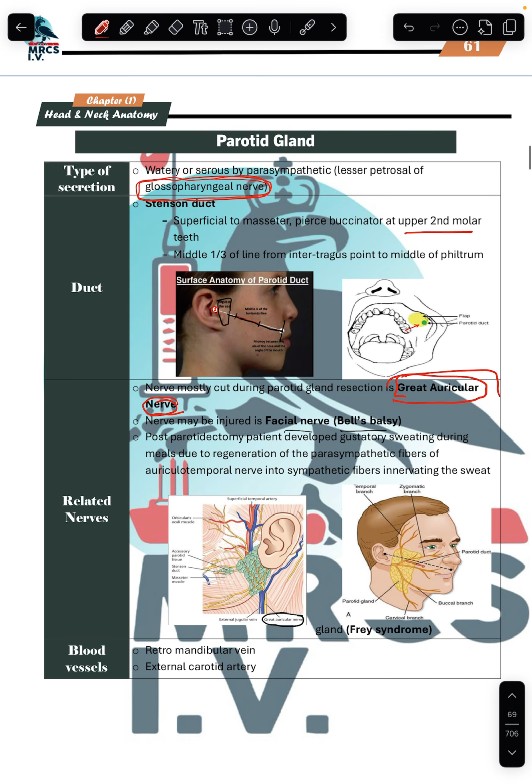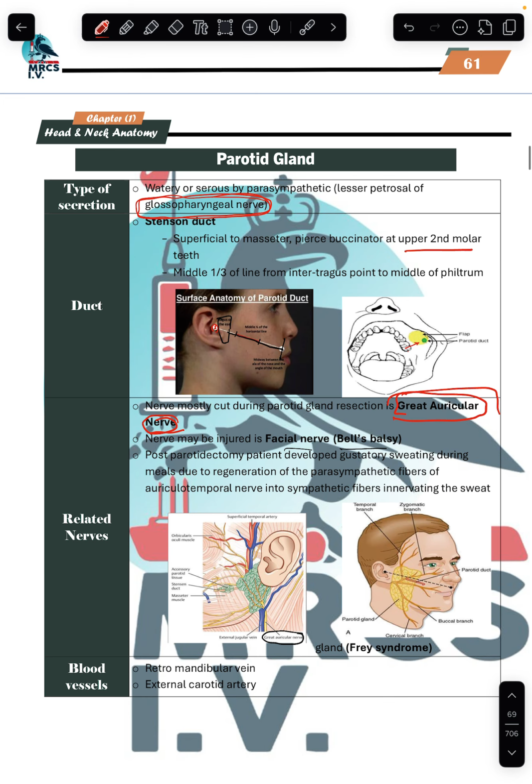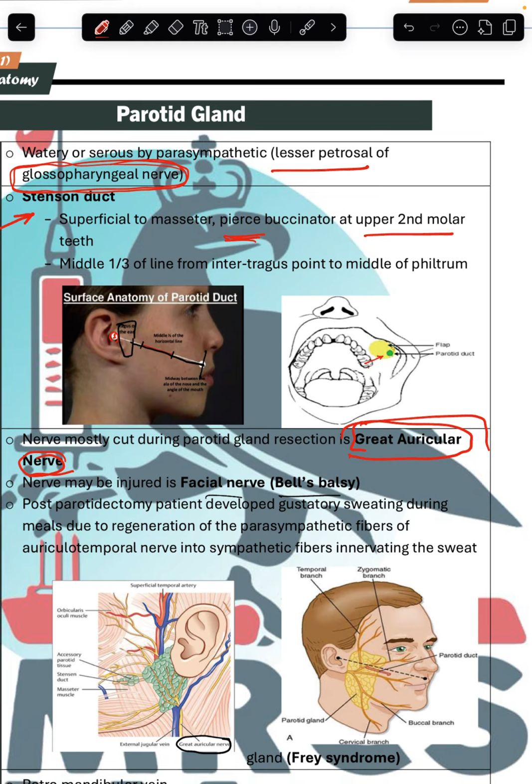So next, coming to the parotid gland, it is in front of the ear. The parotid gland is situated there. How is the secretion? It has a watery secretion. The duct of the parotid is called Stensen's duct, and Wharton's is for the submandibular. So it is watery and serous, by parasympathetic, lesser petrosal. Greater petrosal is for the lacrimal gland and lacrimation, and lesser petrosal for the parotid gland. Lesser petrosal is from the glossopharyngeal nerve. Stensen's duct passes superior to the masseter. It pierces the buccinator muscle, and opens at the upper second molar tooth.